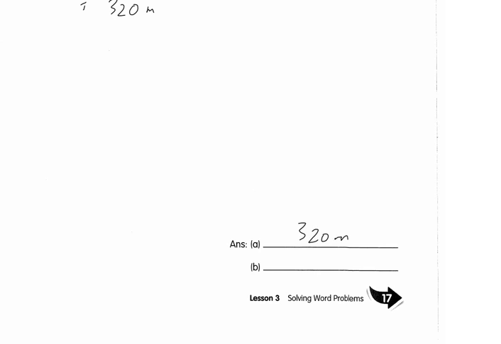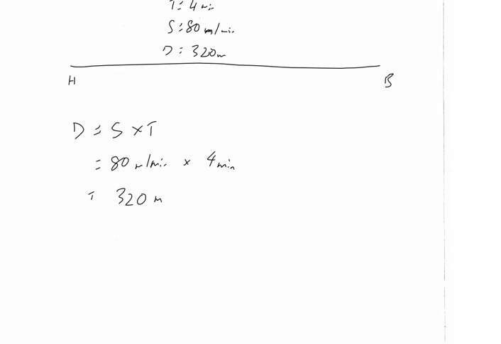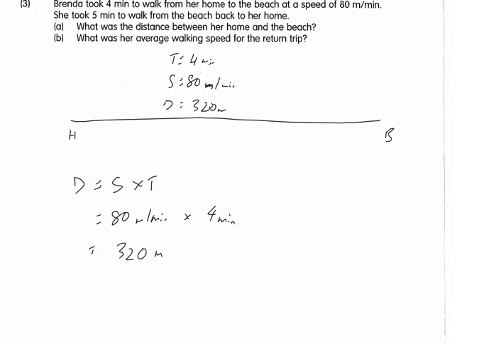Now, second part. No need to draw another one. We can just draw it below. Okay? So, this information is when she's walking from home to the beach, right?